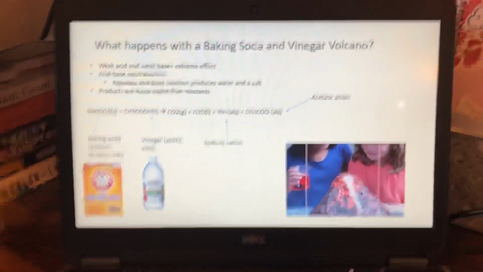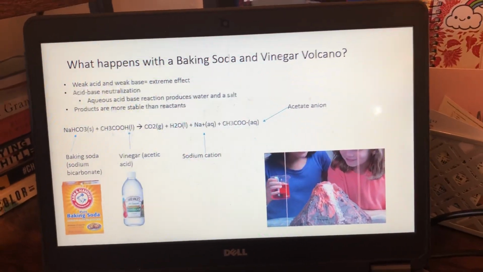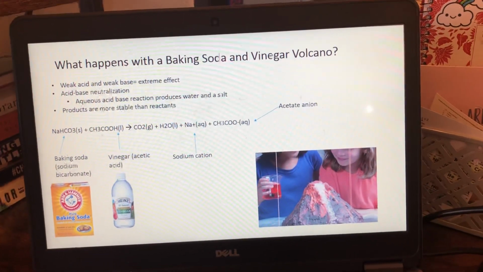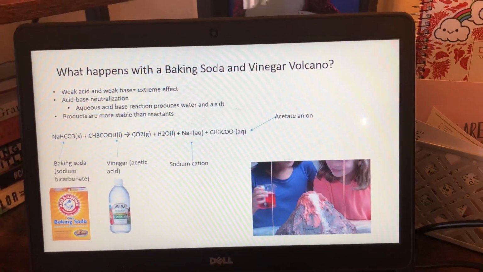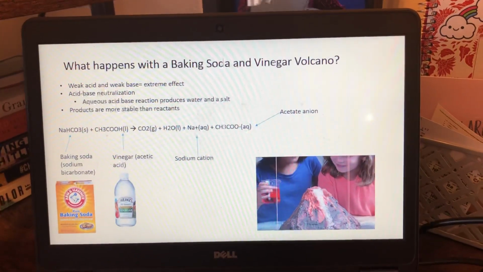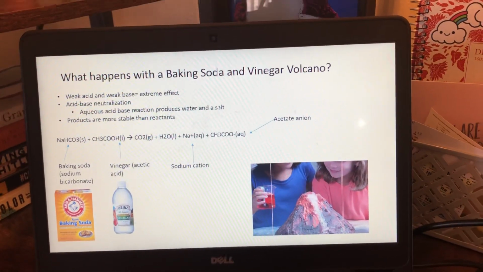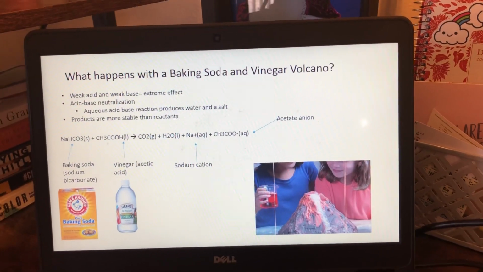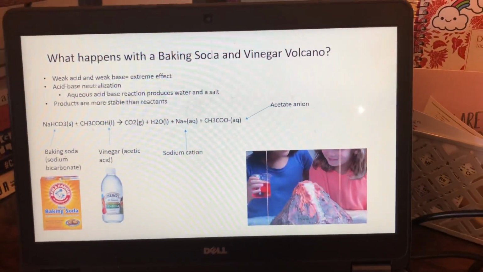Okay, so what happens with a baking soda and vinegar volcano? Well, first of all, we have a weak acid, the vinegar or acetic acid, combined with a weak base, which is the baking soda or sodium bicarbonate. When those two, the weak acid and the weak base, mix together, that does give us an extreme effect.